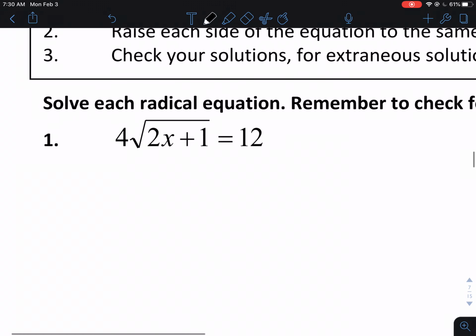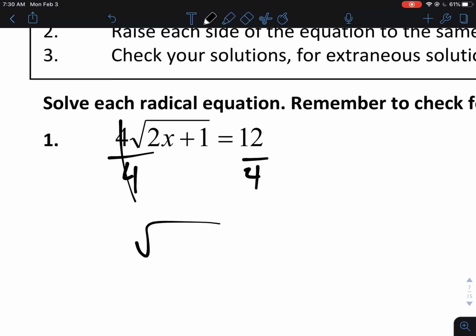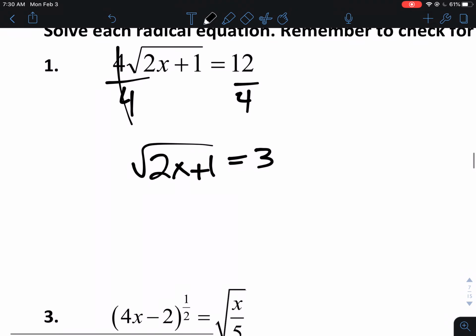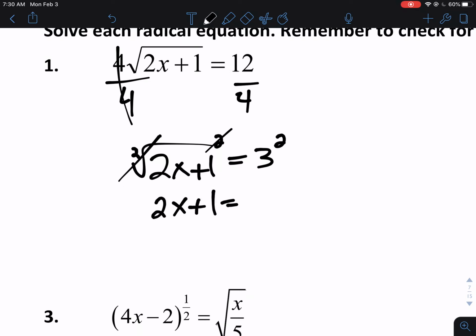So on number one, you've got 4 radical 2x plus 1 equals 12. So step one, get the radical by itself, divide each side by 4. So we've got radical 2x plus 1 is equal to 12 divided by 4 is 3. All right. Step two, raise each side to the same power as the index. So if it's a square root in this case, we're going to take each side and raise it to the power of 2. That way on the left side, square root and square cancel. You get 2x plus 1 is equal to 3 squared, which is 9.